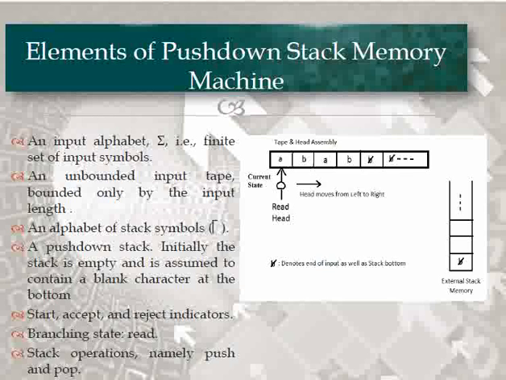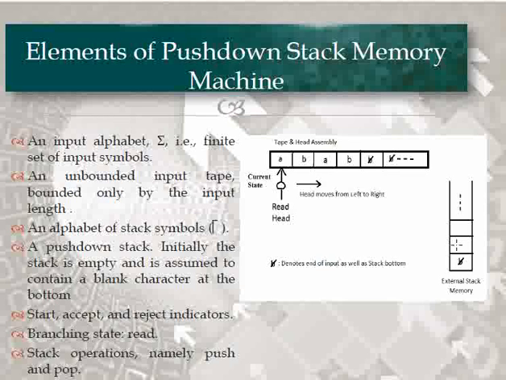Then there is an alphabet of stack symbols called gamma, which basically represents symbols that are present on the stack, which is our external memory. So the stack is a push down stack. Initially the stack is empty and is assumed to contain a blank character at the bottom.